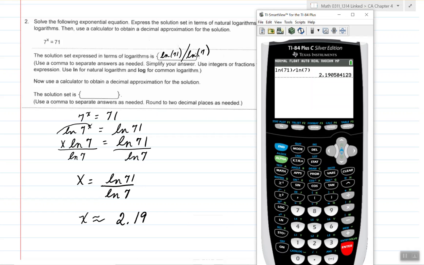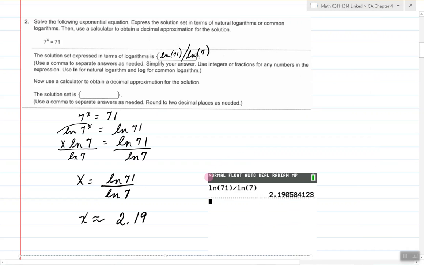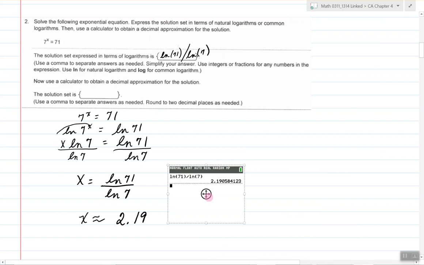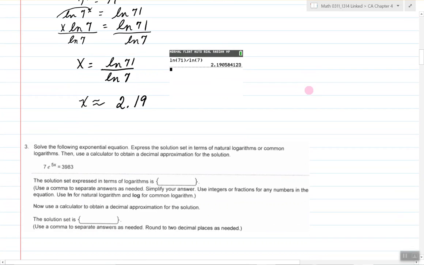Let me go ahead and get that. Just in case you wonder what it looks like when you put it in the calculator. And this will be 2.19. So you're writing it in log terms, and then you're doing an approximation by using the calculator home screen. Let's look at number 3.